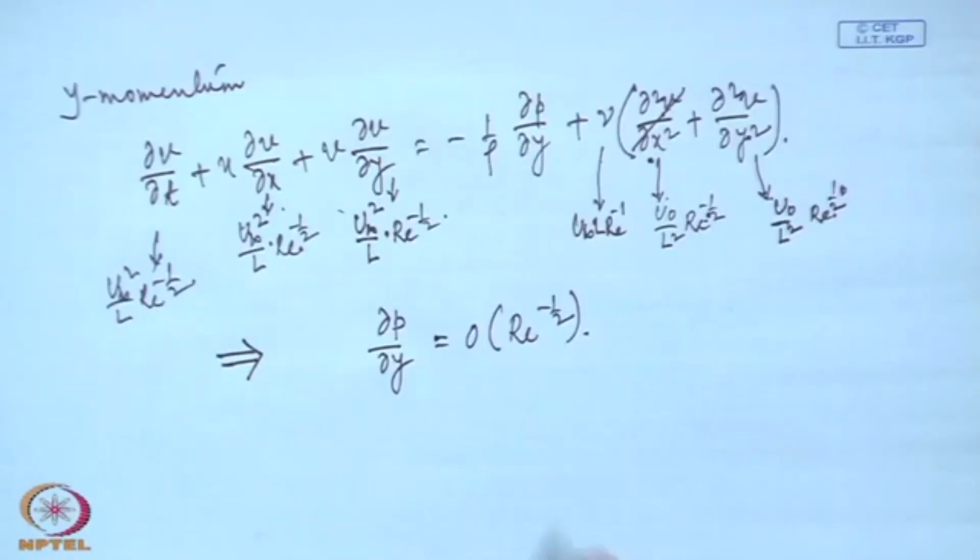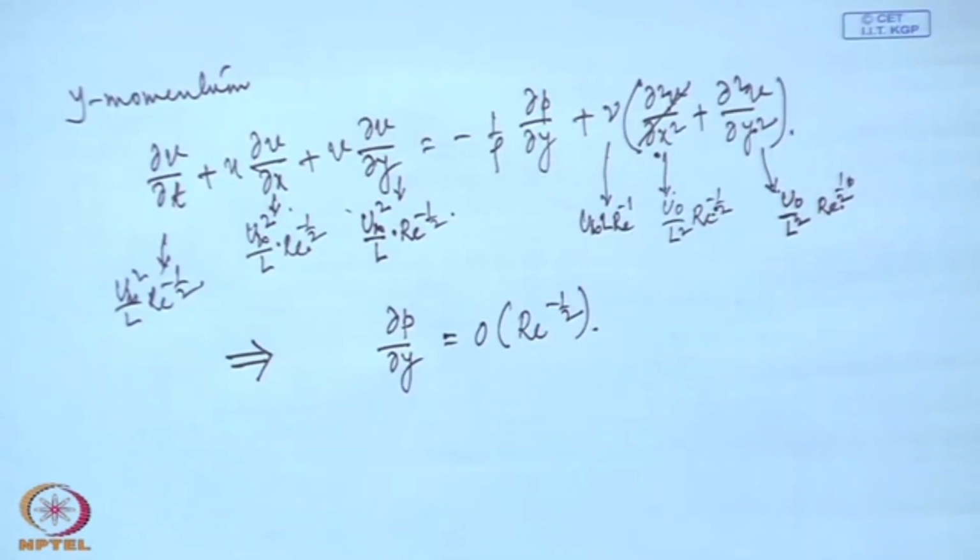Now, in this case we have found that this equation simply gives us that the pressure gradient within the boundary layer is of the order of Re to the power minus half, or of the order of the boundary layer thickness. It has the same smallness: pressure variation within the boundary layer has the same smallness as the boundary layer thickness itself.